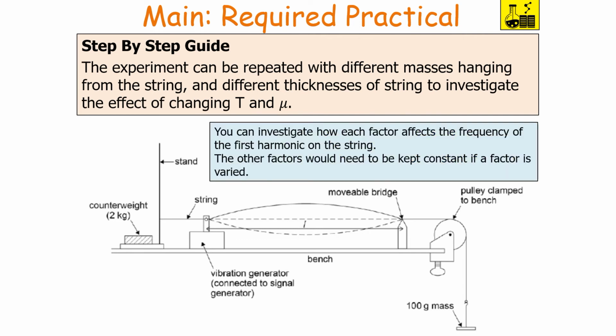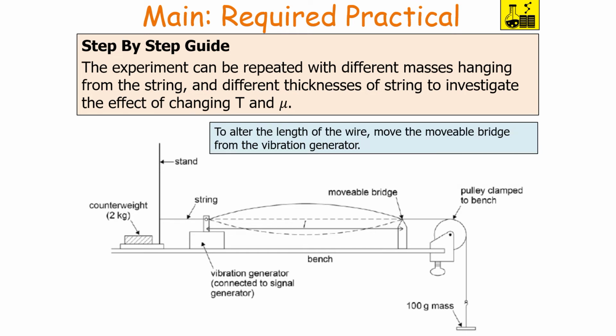Now you can investigate how each factor affects the frequency of the first harmonic on the string. To do this, the other factors would need to be kept constant if a factor is varied. So to alter the length of the string, you would move the movable bridge away from the vibration generator. So you would move it backwards and forwards like that.